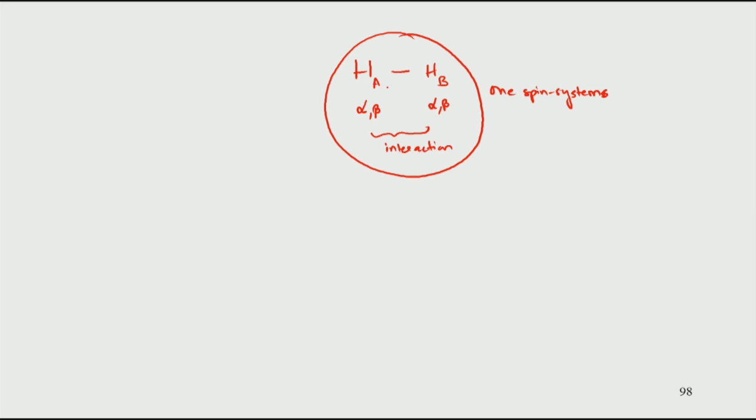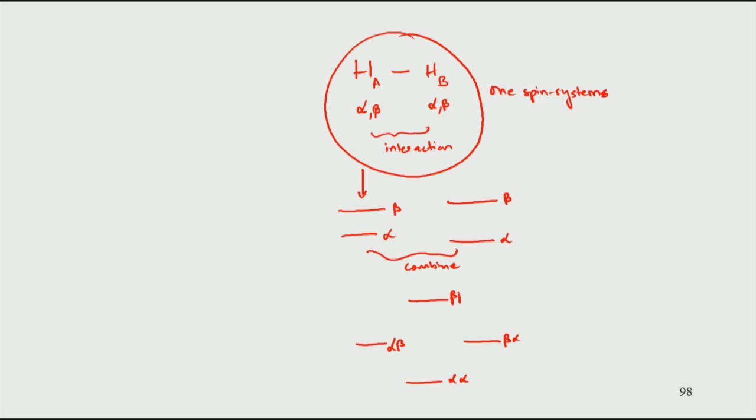Because there are 2 spins in the system, HA has energy levels alpha and beta, and similarly HB has energy levels alpha and beta, but we do not consider them as separate. We combine these two, and this results in 4 energy levels. We can call them alpha alpha, alpha beta, beta alpha and beta beta. The first letter, the alpha state, corresponds to HA and the second corresponds to HB.